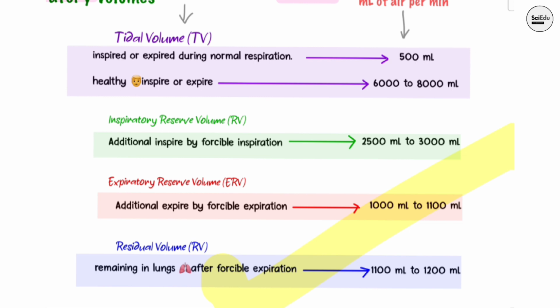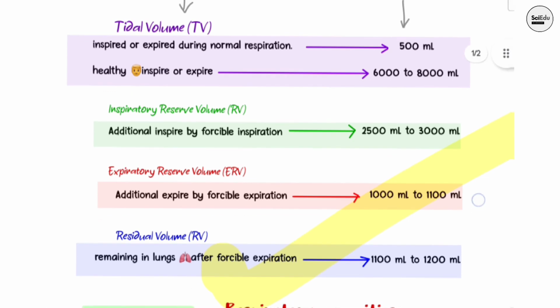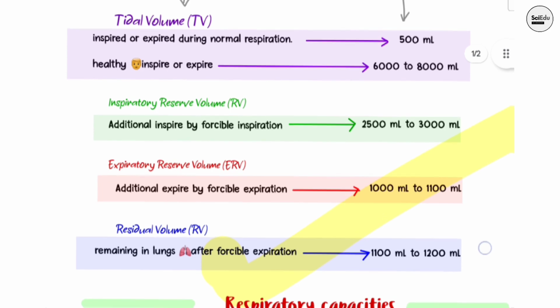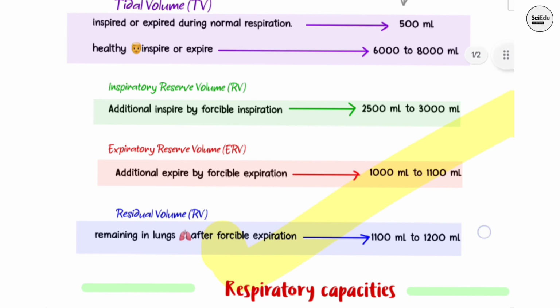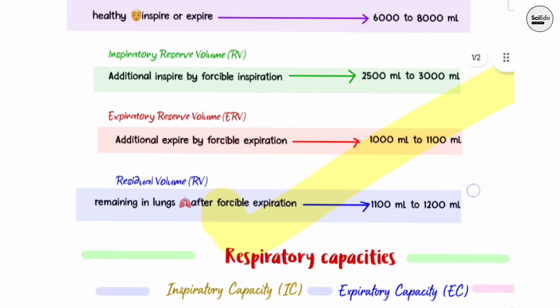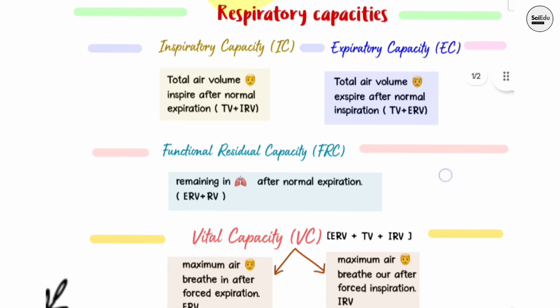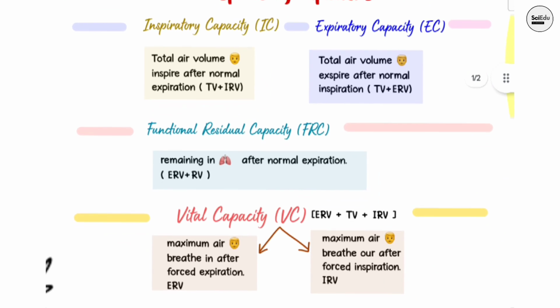Residual volume, RV: volume of air remaining in the lungs even after a forcible expiration. This averages 1,100 milliliters to 1,200 milliliters. By adding up a few respiratory volumes described above, one can derive various pulmonary capacities, which can be used in clinical diagnosis. Inspiratory capacity, IC: total volume of air a person can inspire after a normal expiration.